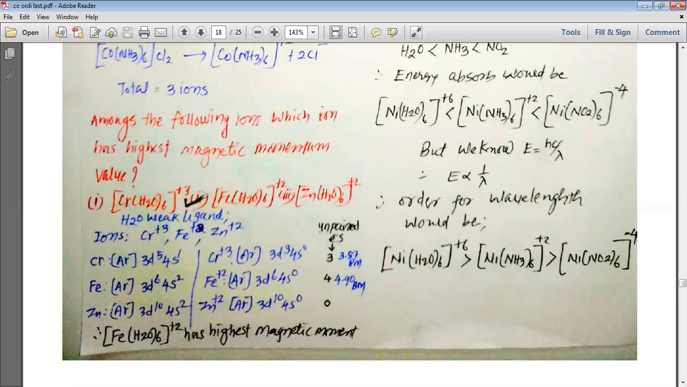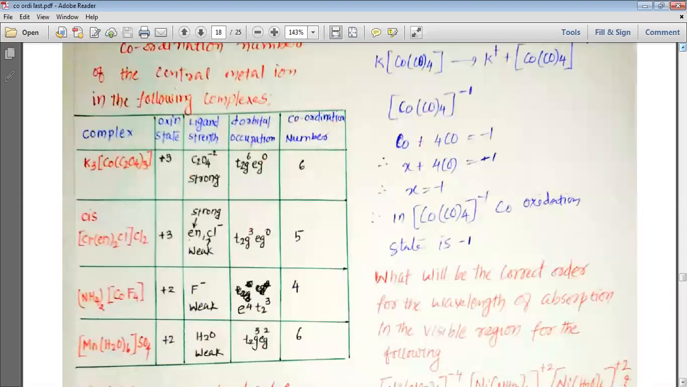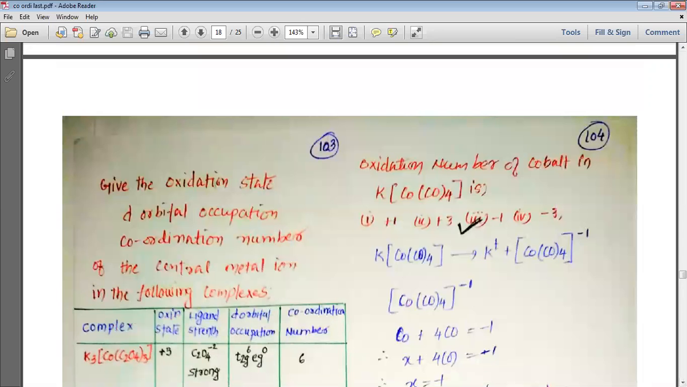But when it comes to zinc, argon 3d10 4s2, when it turns into Zn+2, argon 3d10 4s0, there are no unpaired electrons. That is why the spin-only magnetic moment would be 0, and that is why [Zn(H2O)6]+2 will not have any magnetic moment. So the highest magnetic moment is with [Fe(H2O)6]+2. That is what we can easily understand, and you can calculate the same way if any kind of question is asked to you, my dear students.